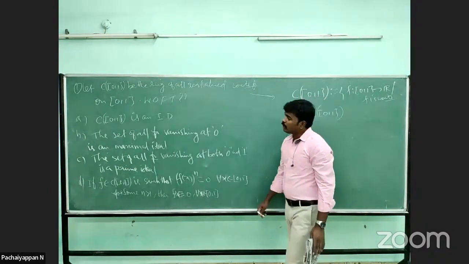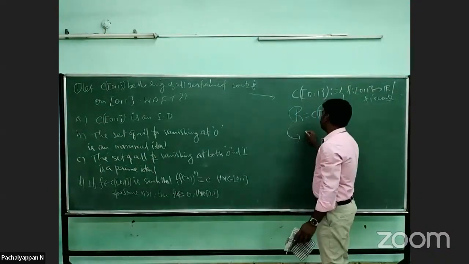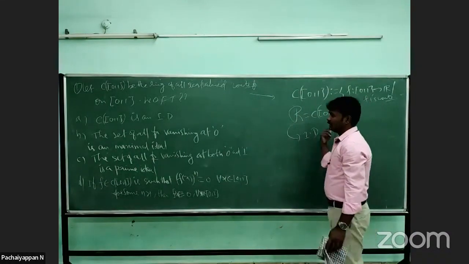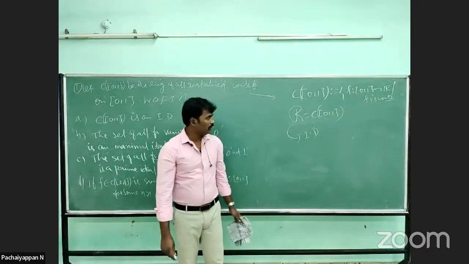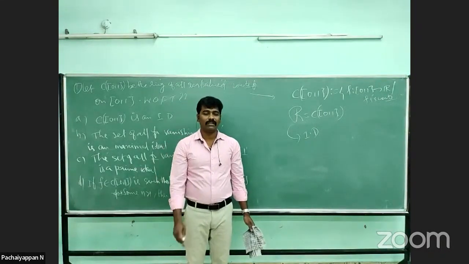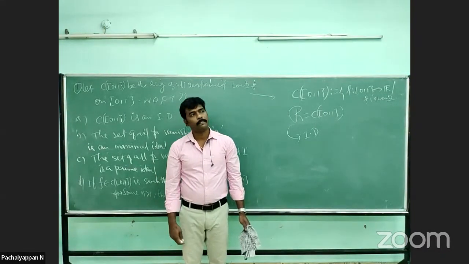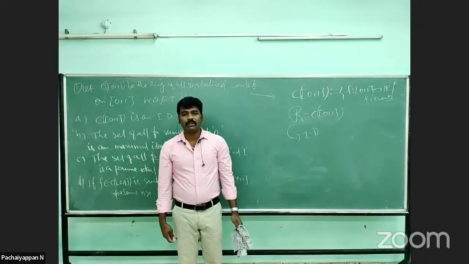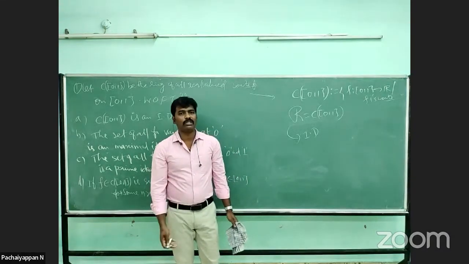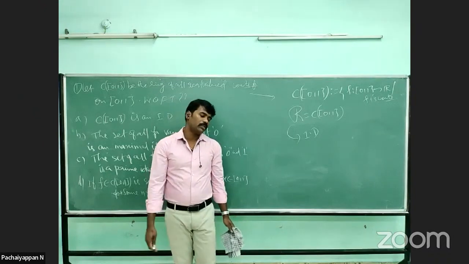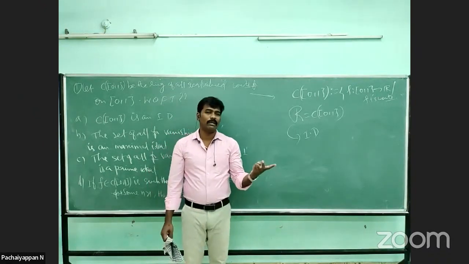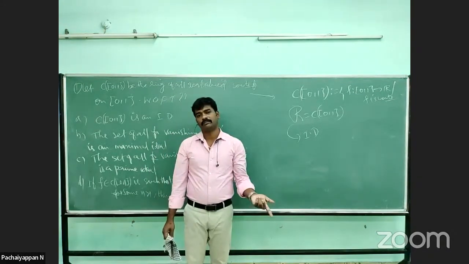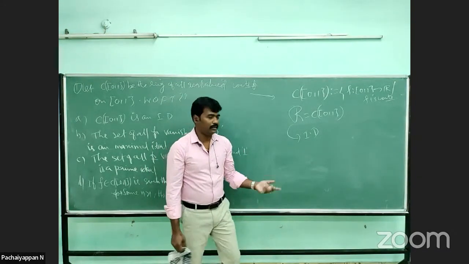Now the question is whether the ring is an integral domain. First we need the meaning of integral domain, then we have to check. What is the meaning of integral domain? A commutative ring with unity, or a commutative ring, is said to be an integral domain if you take any two non-zero elements, the product should be non-zero. Can I write it here?